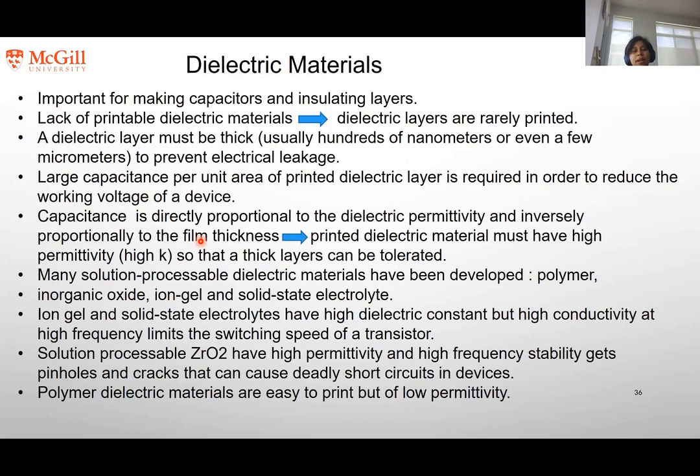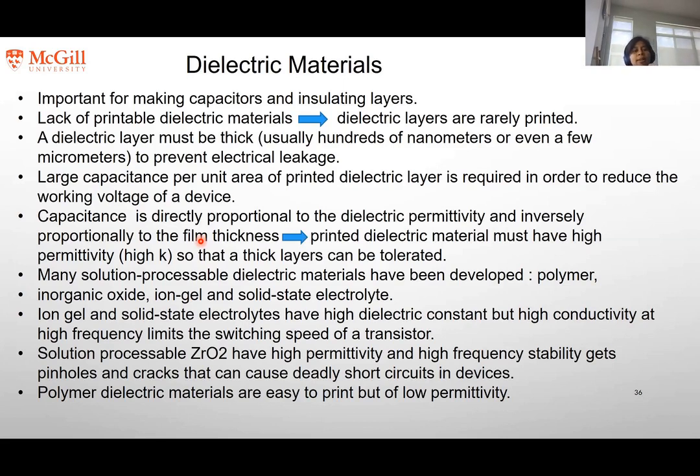And finally, we're going to look at also some of the dielectric material, because dielectric material is very important to make capacitor and the insulating layers. So to be honest, there is a lack of printable dielectric material. So you'll see that dielectric materials are rarely printed. Even if you make solution out of them, you just deposit them with techniques like spin coating and something like that.